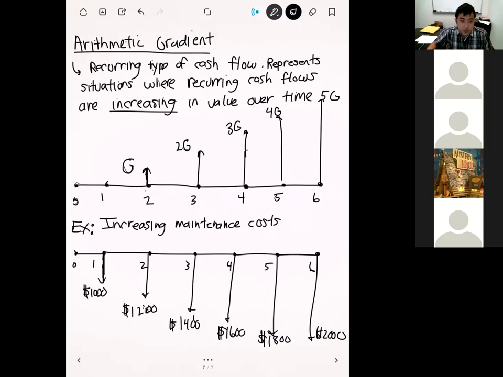And so now the question is, do we represent the situation as an arithmetic gradient? And if so, what is the value of G? Because we can see here that we start at $1,000, right? And so, I think the tempting thing would be to set G equal to 1,000 because that's what we started out with. But you can see that after year 1, we're only going up by 200 each year, right? And so the G value that you choose for this is actually the amount that it increases per year. And so here the G value is actually going to be 200 because that's the amount that it's increasing year after year.